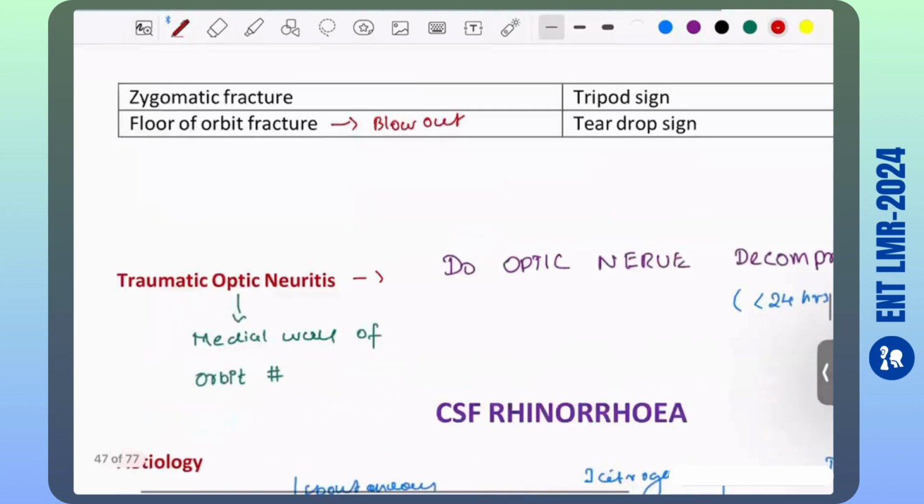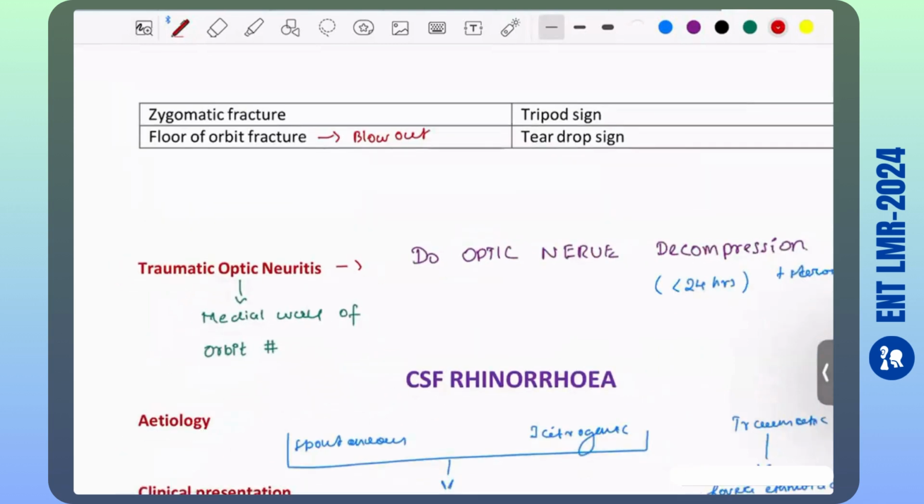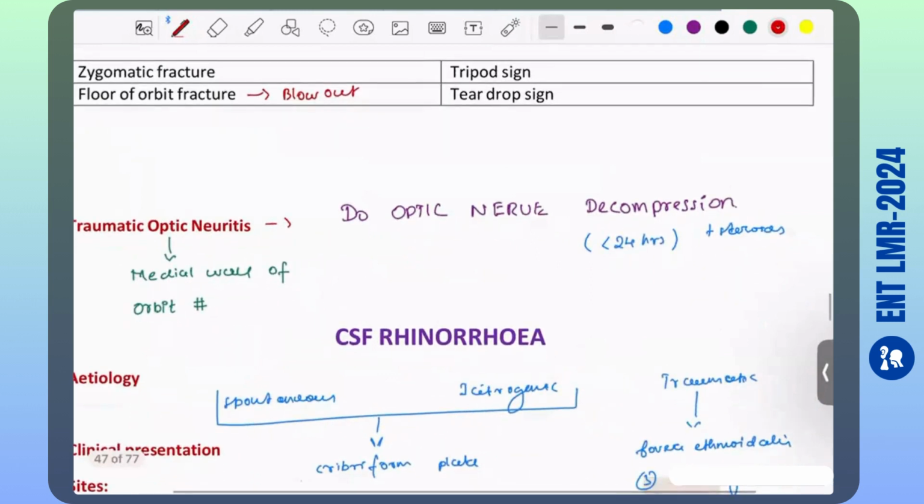Right? That is a condition called. If there is a fracture over the orbit, there will be traumatic optic neuritis that will compress the optic nerve. If the optic nerve is compressed, you could relieve the compression by doing a surgery called optic nerve decompression. If you do the surgery as early as possible, even within 24 hours, you could save the vision of the patient. Okay.